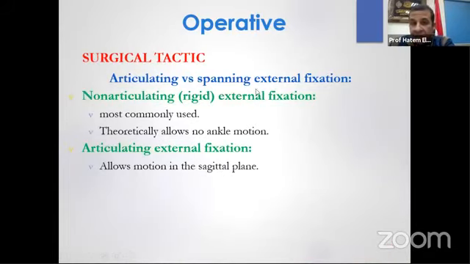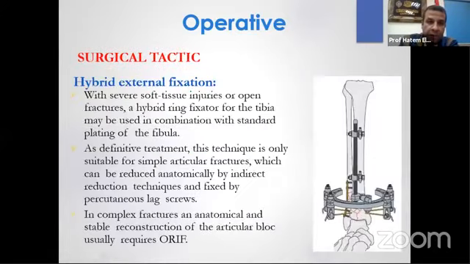Articulating versus spanning external fixator. Non-articulating rigid external fixation is the most commonly used. Theoretically, it allows no ankle motion. Articulating external fixation allows motion in the sagittal plane. Hybrid external fixation may be used, a ring and a tubular system with fixation of the fibula to maintain the tibial length.